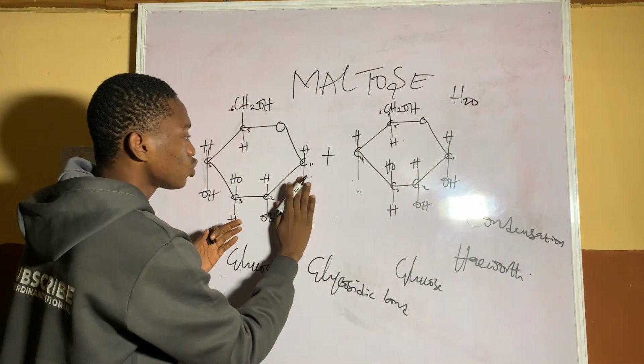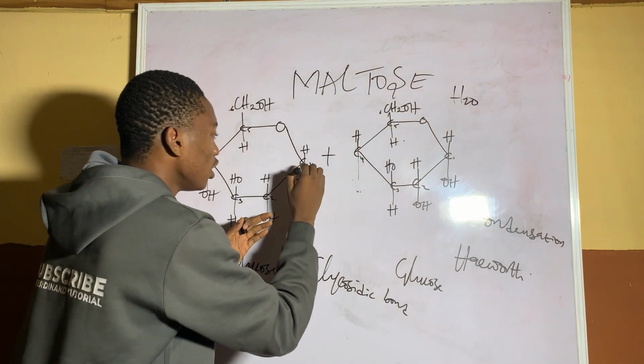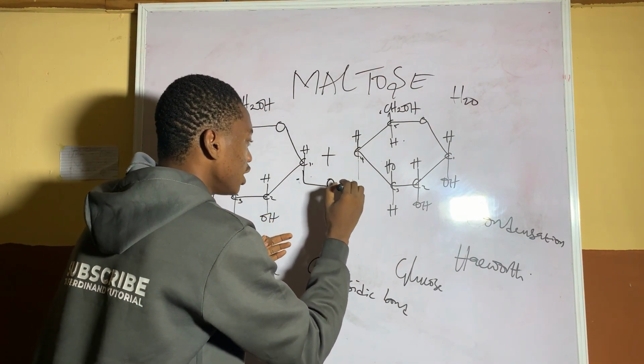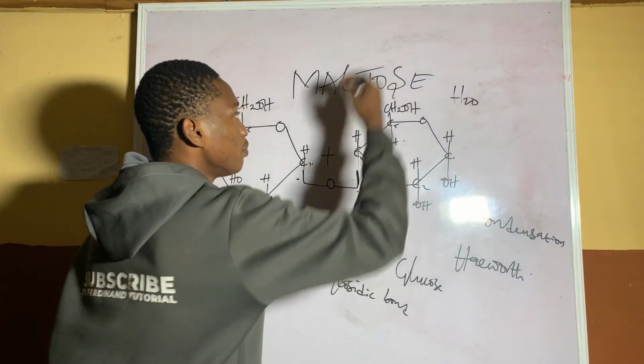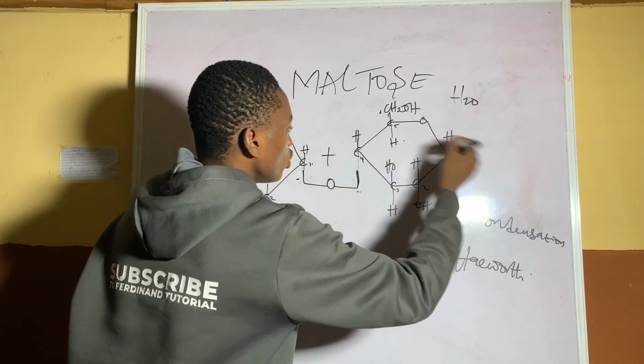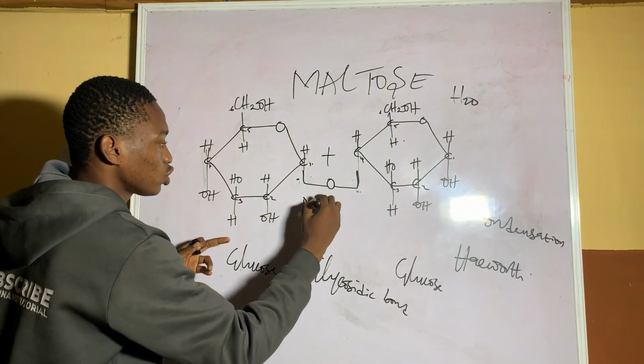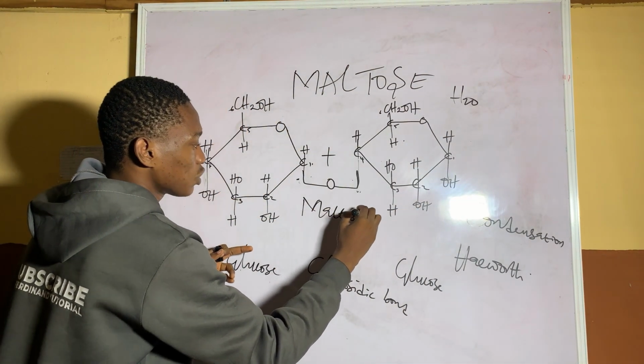So now, these two OH, remember OH will leave. So these two monosaccharides will join together. Are we there now? With the liberation of what? H2O. So this is a disaccharide. This is the structure of maltose. This is how maltose is formed.